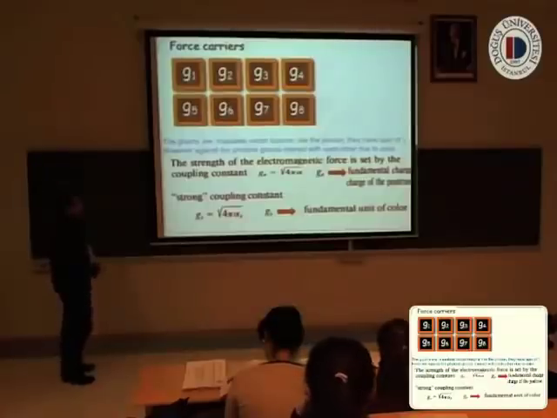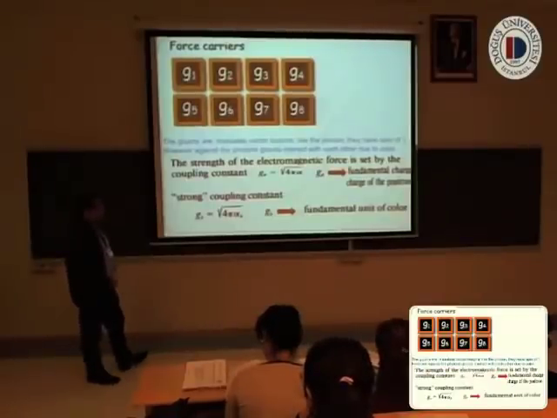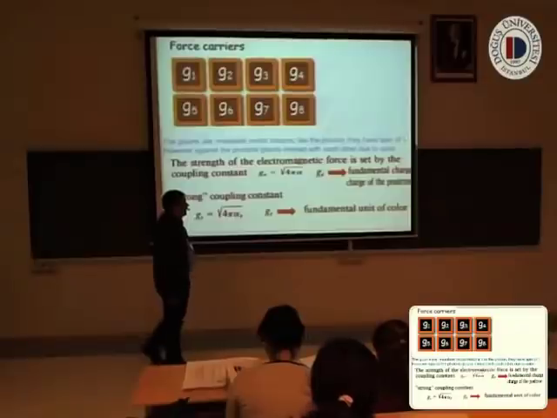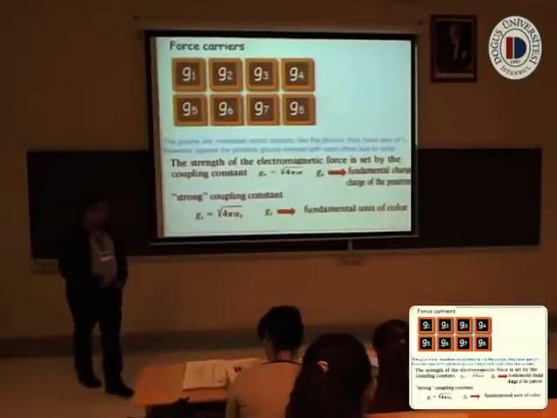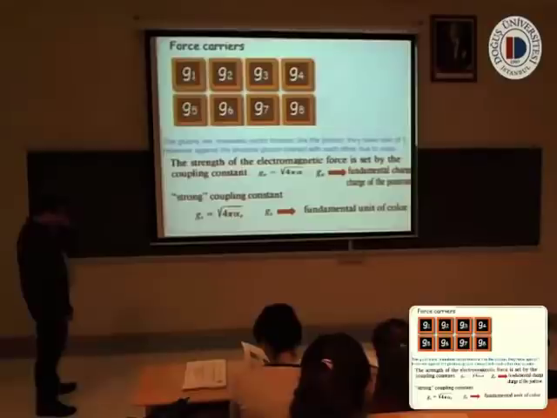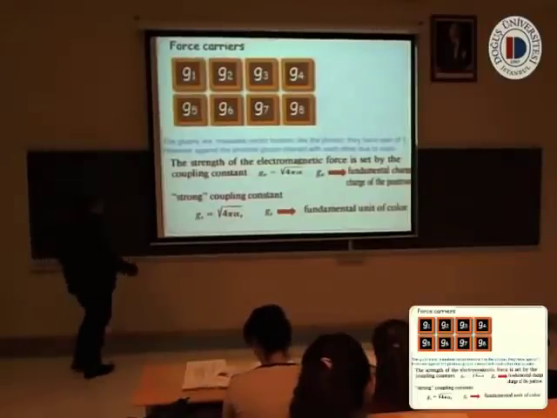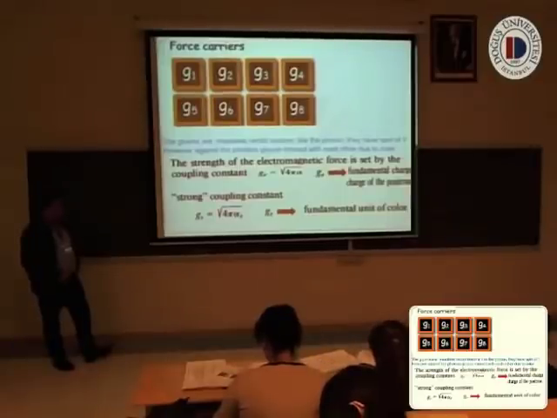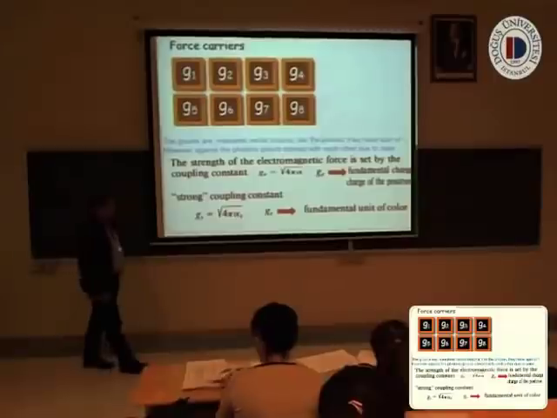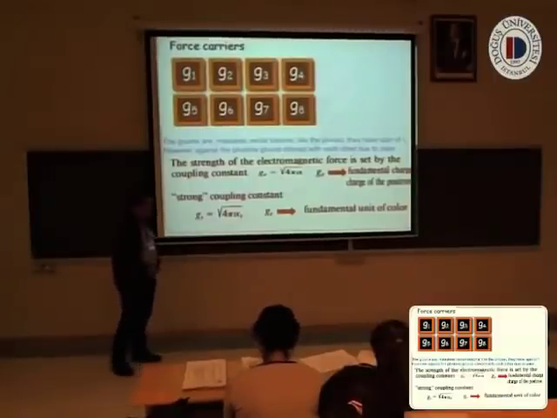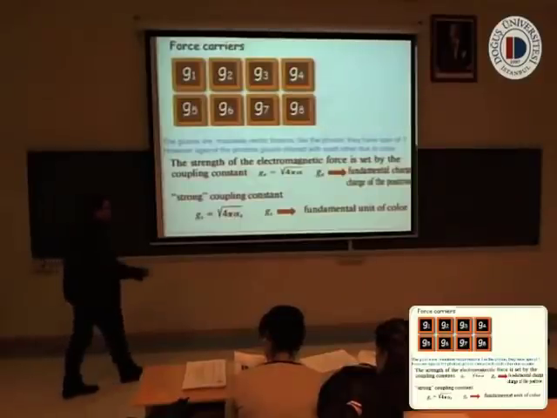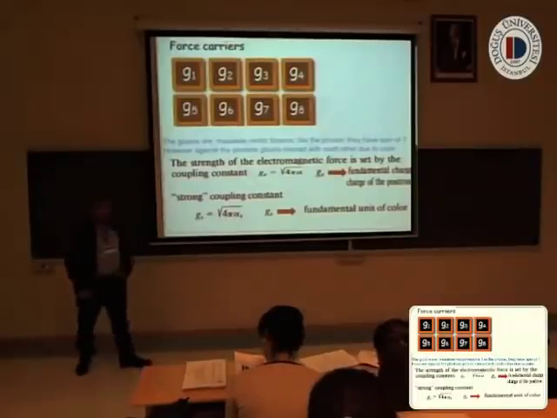In QED, the strength of the electromagnetic force is given by this relation: g_e equals square root of 4 pi alpha. Here alpha is the fine structure constant, and g_e is the fundamental charge, or charge of the positron. But in the strong interaction, the coupling g_s is equal to square root of 4 pi alpha_s, and here g_s can be considered as the fundamental unit of color, in accordance with the fundamental charge.